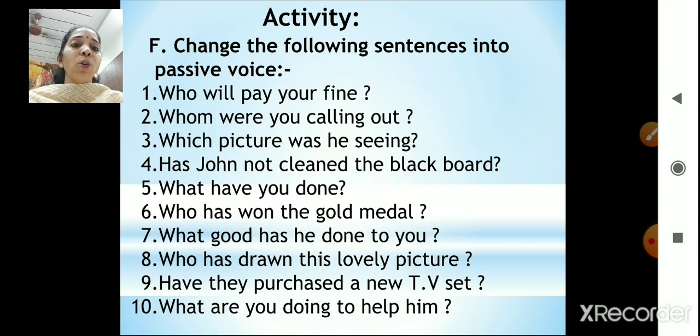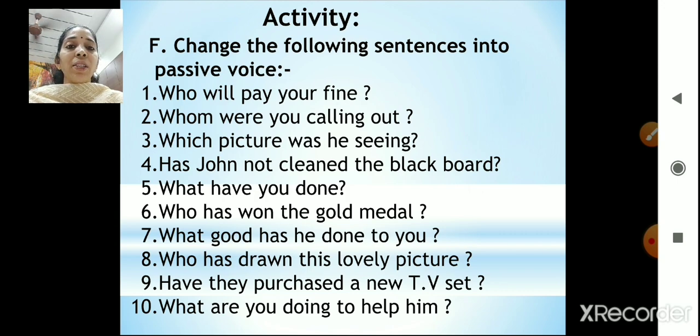Who has won the gold medal? So what will be the answer here? By whom has the gold medal been won? What good has he done to you? What good has been done to you by him? Who has drawn this lovely picture? By whom has this lovely picture been drawn?